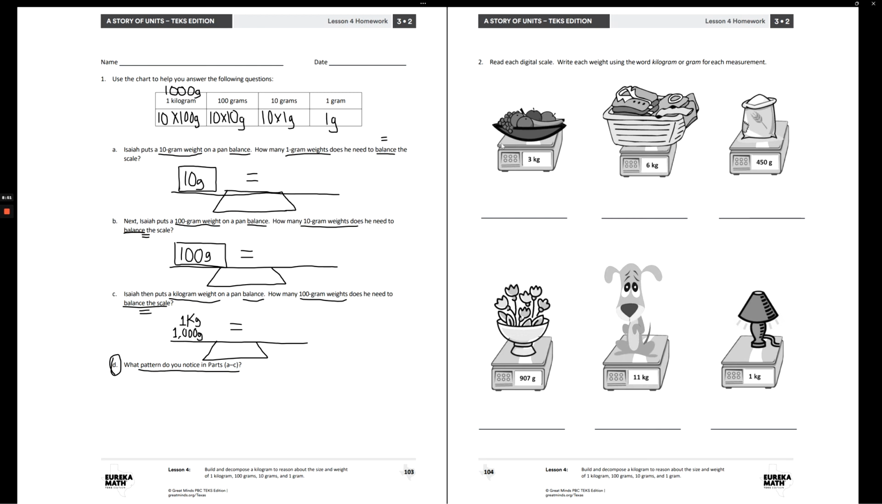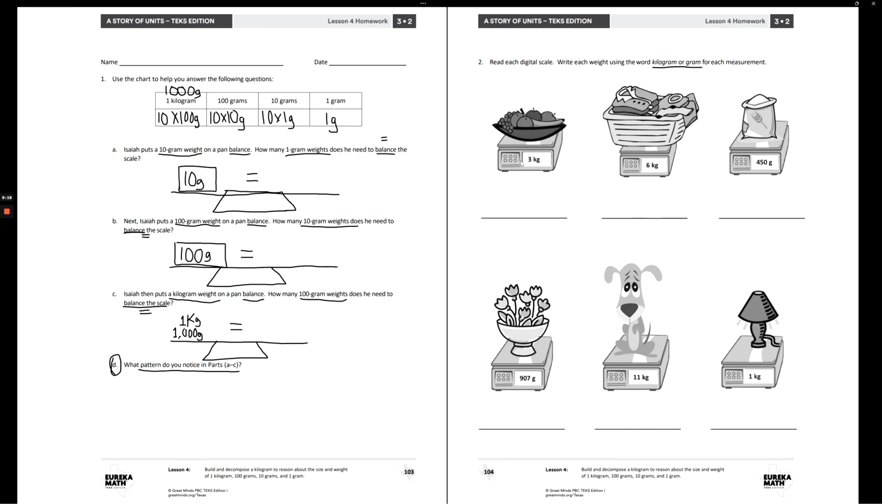Let's move over to the next page, page 104. Number 2, read each digital scale. Write each weight using the word kilogram or gram for each measurement. Now this one is relatively easy because it's giving you the answer right here. All we're doing is reading a digital scale.